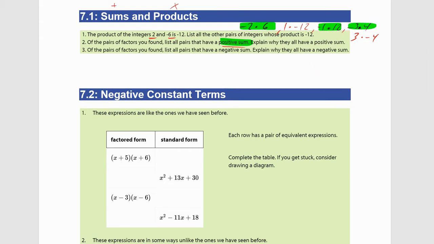Now they're asking about the negative sums. 2 and -6 would definitely give us -4. I should not use purple.